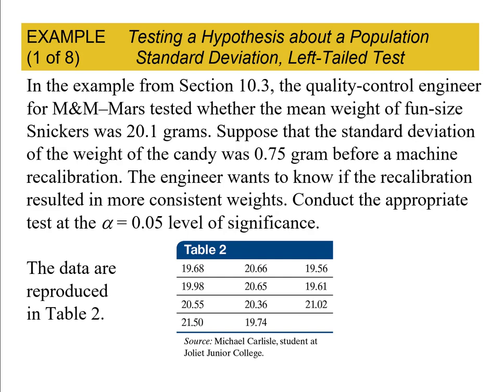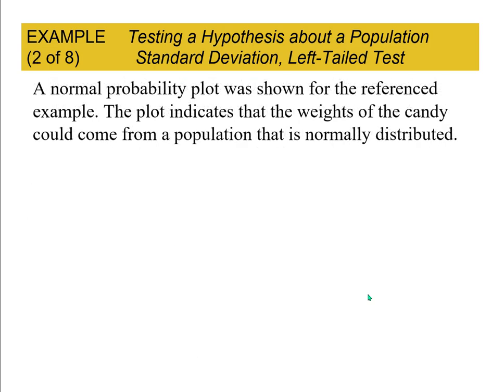So here's the data from, if you count, 11 different samples from the candy, and these are the weights in grams. Notice they are not all 20.1, so they do vary quite a bit. So we want to know if the recalibration made this more consistent, if the 0.75 is still how much the candies vary in weight, or if it's less. Okay, so we're going to use a normal probability plot to verify that we can use these procedures. So let's do that real quick.